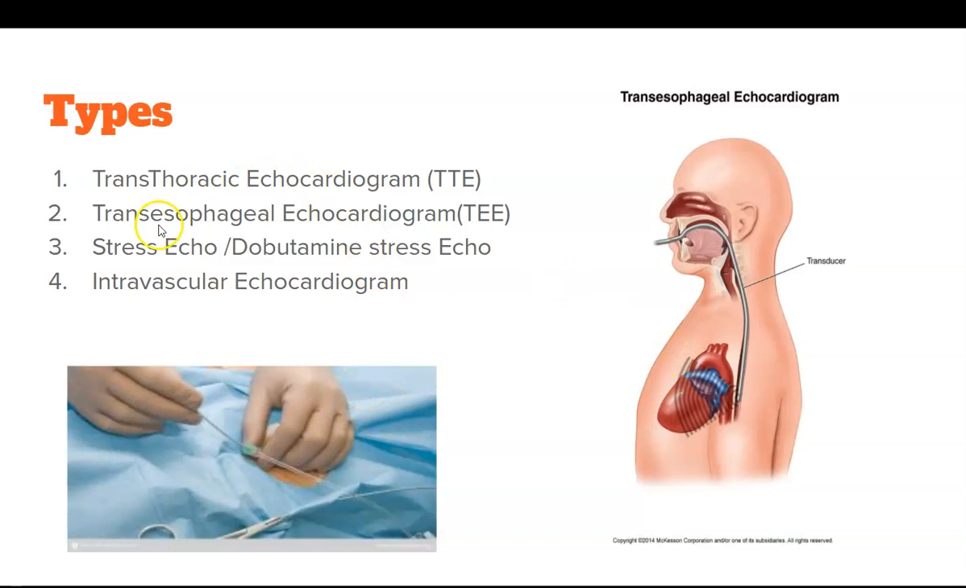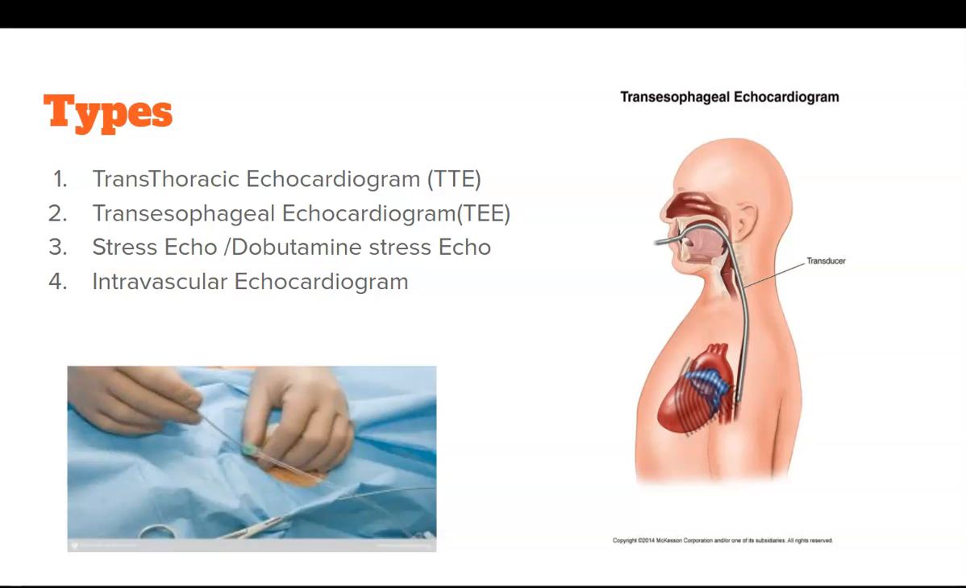So you can do intravascular echocardiogram also. This is usually done during the angiogram just to know whether everything is fine inside the heart. Your angiogram is also done in the same way. So they will introduce a catheter, and along with that they will introduce a transducer also. So there are four types.